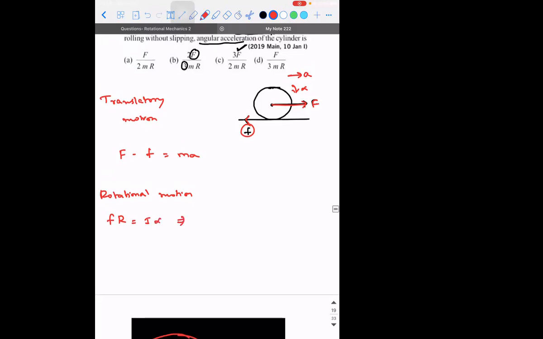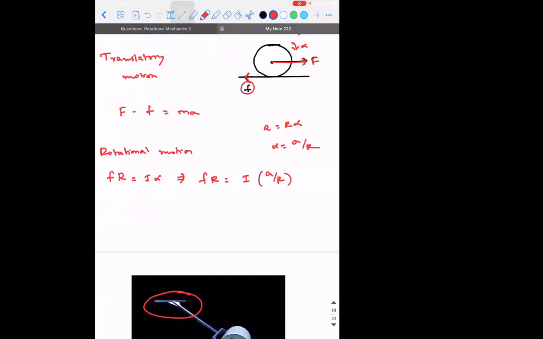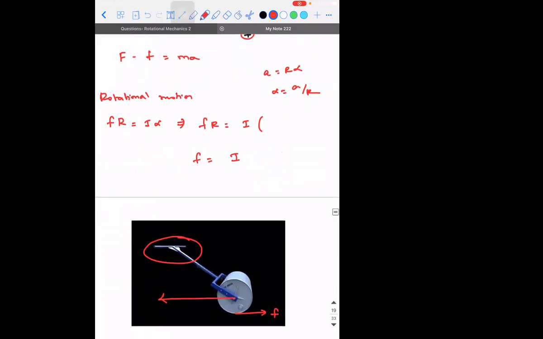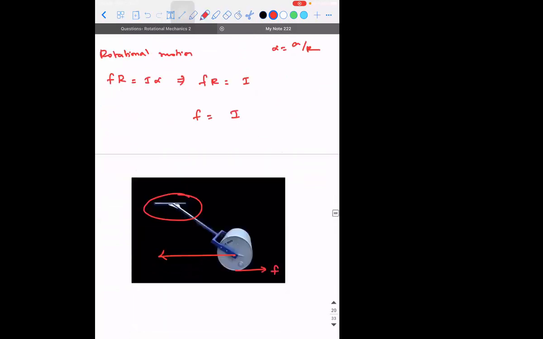A equal to R alpha. So alpha will equal a by R, which implies f into R is equal to I into a divided by R. So for small a, then I will find alpha from that. Okay. So f will be equal to, or I will leave it as I alpha only. So f is equal to I alpha divided by R.